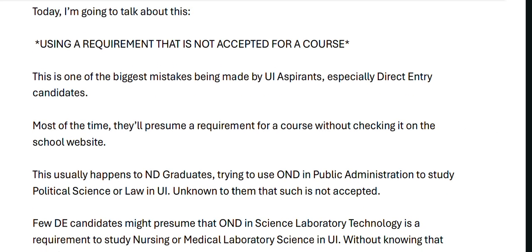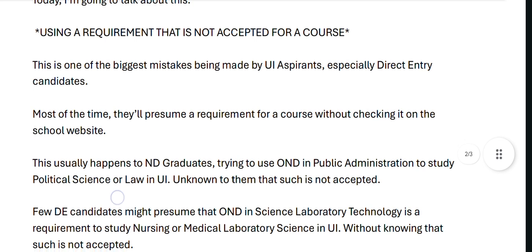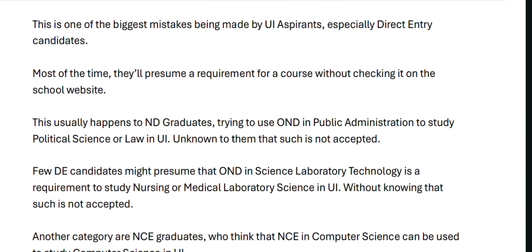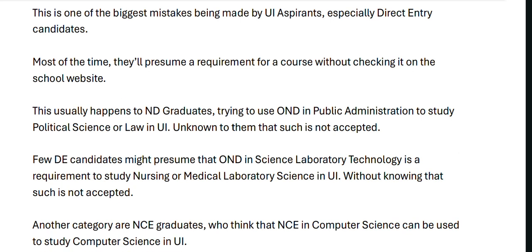So the first mistake is that some people will be using a requirement that is not accepted for a course. And when I was discussing the requirement, I think I stressed it. One of the biggest mistakes made by you aspirants, especially the direct entry candidates, is that most of the time they use presumption, or let's say assumption.